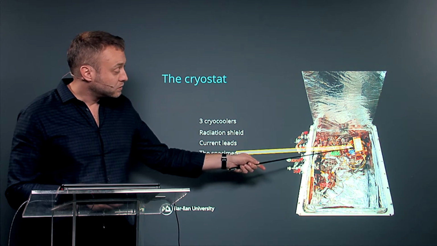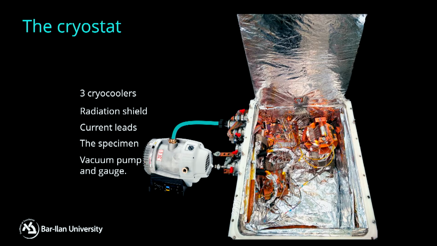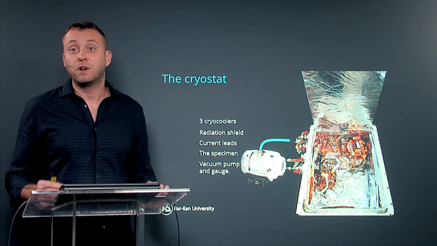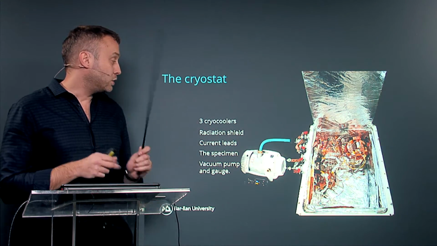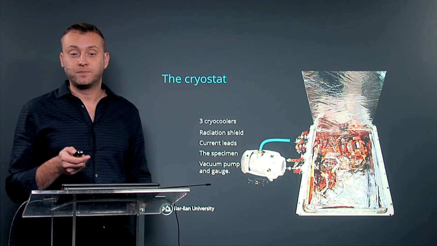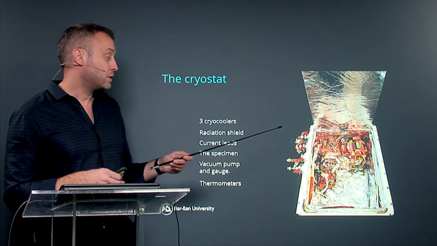This is our specimen here. It's a pretty short length of wire. Of course, we have to suck all the gases from it to eliminate the heat transfer by convection. So the whole system must be in a high vacuum. So we use a pump, the gauge, vacuum measurements, and of course thermometers.